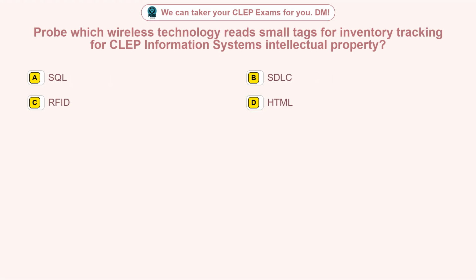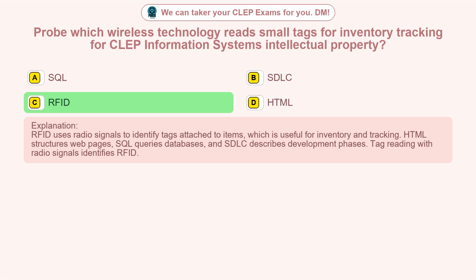Question 60. Probe which wireless technology reads small tags for inventory tracking for CLEP Information Systems intellectual property? Option A. SQL. Option B. SDLC. Option C, RFID. Option D, HTML. The correct answer is option C, RFID. RFID uses radio signals to identify tags attached to items, which is useful for inventory and tracking. HTML structures web pages, SQL queries databases, and SDLC describes development phases. Tag reading with radio signals identifies RFID.